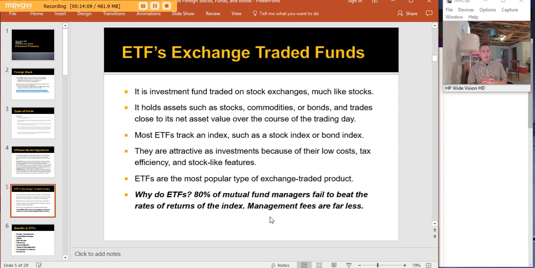So right now, ETFs are the most popular type of exchange-traded product. And again, why ETFs? Because 80% of mutual fund managers fail to beat the rates of return of an index. And the management fees of ETFs are far less. So in that regard, they're cheaper, so the management fee is much less. And only 20% of mutual fund managers are able to consistently beat the index. Then you might as well just get exchange-traded funds.